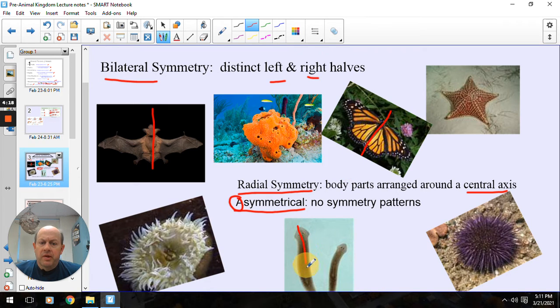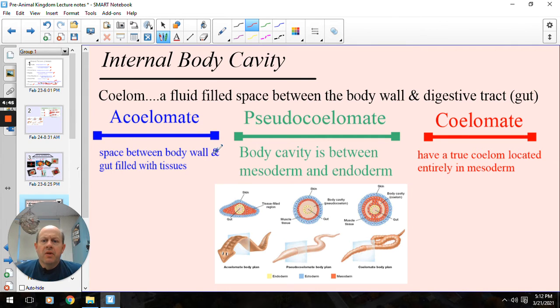Our little planaria would be bilateral. Our radial, so our sea urchin would be radial, kind of going around a center point. Our starfish would be radial, again, going around the center point. Our sea anemone would be radial, going around a center point. But our sponge would be asymmetrical, so there's not really any kind of symmetry at all. So that's our body symmetry plan.